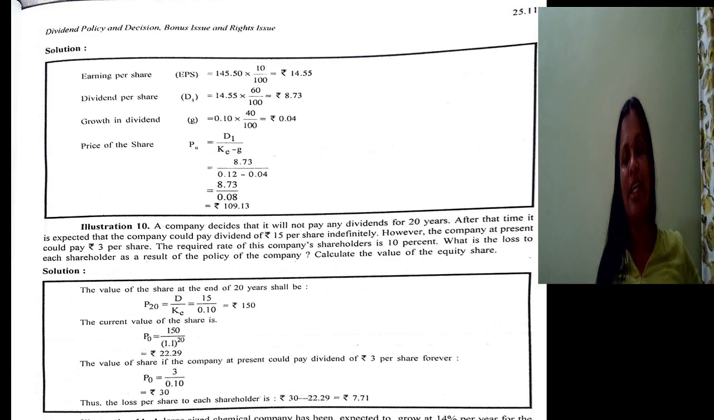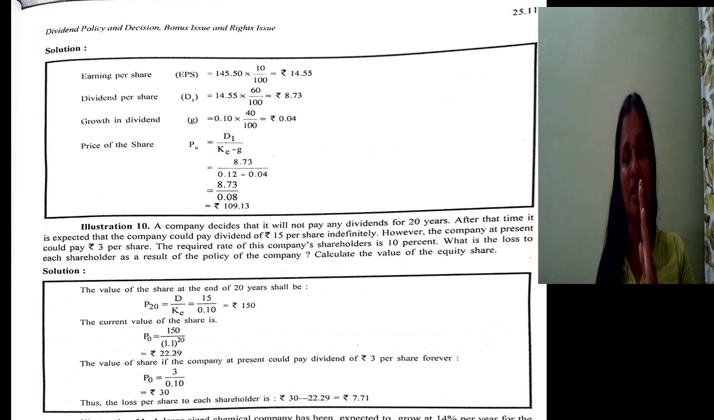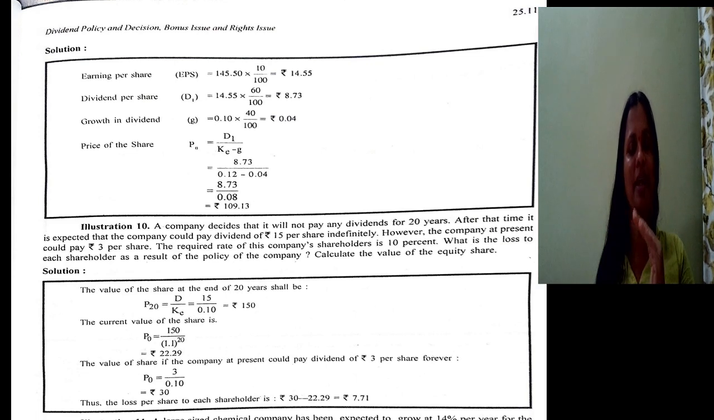A company decides that it will not pay any dividend for 20 years. After that time, it is expected that the company could pay a dividend of rupees 15 per share indefinitely. However, the company at present could pay rupees 3 per share. The required rate of return of the shareholder is 10%. What is the loss to each shareholder as a result of the policy of the company? Calculate the value of the equity share. See, it is given that the company decides not to pay dividend for how many years? 20 years. After that time, it is expected that the company could pay a dividend of 15 per share.